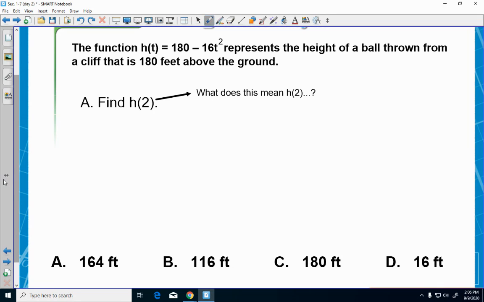So when we say h of 2, what I'm really saying to you is, what's the ball's height after 2 seconds? That's what that is really asking you in very small terms. What's the ball's height after 2 seconds? I'm not going to find it any differently. I'm going to plug a 2 in there and solve, but that's what it's asking me.